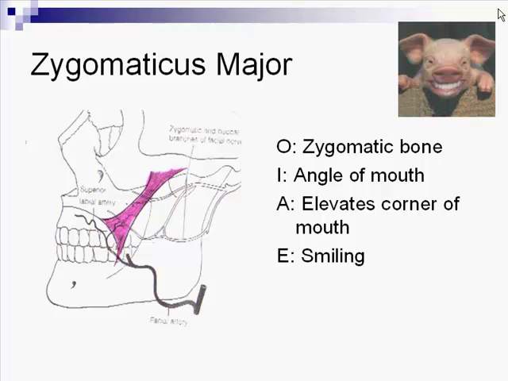The origin for the zygomaticus major is the zygomatic bone. The insertion is the angle of the mouth, more specifically the orbicularis oris. It elevates the corner of the mouth.